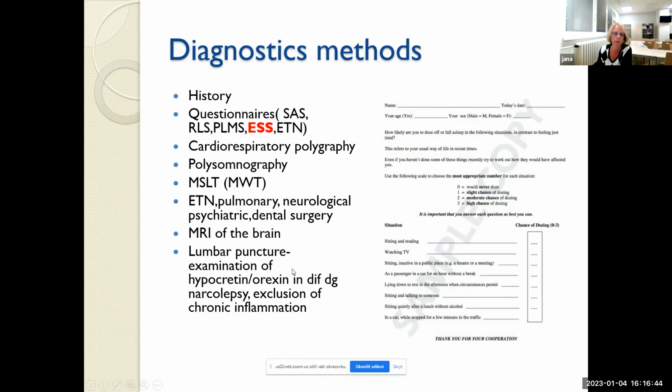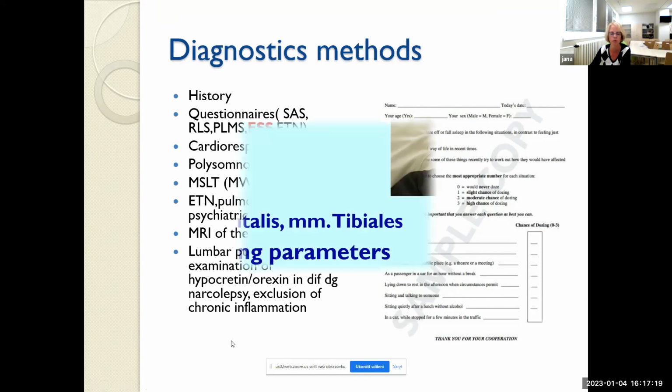One possibility to diagnose a severe sleep disorder, narcolepsy, which we shall talk about a little bit later, is a lumbar puncture to examine hypocretin orexin and evaluate its level. If it supports this severe sleep disorder diagnosis, then we shall see later how it looks. Of course, we can also exclude any chronic inflammation, so other etiology of abnormal sleepiness.